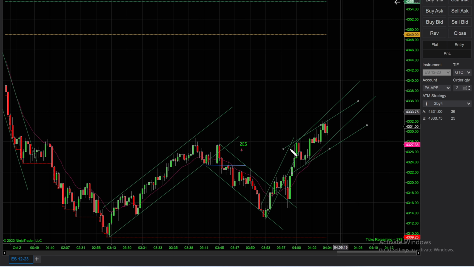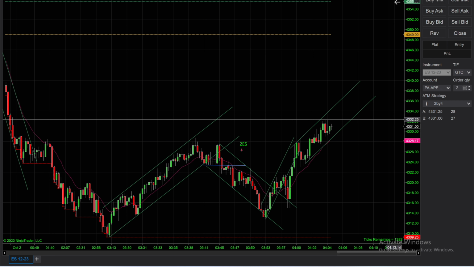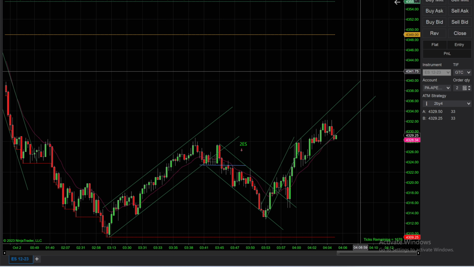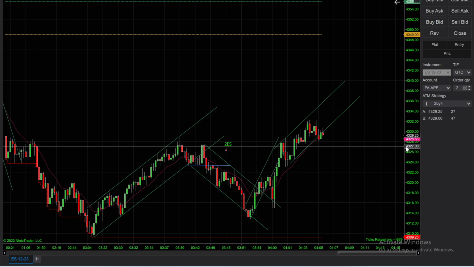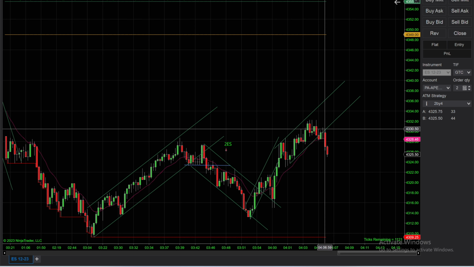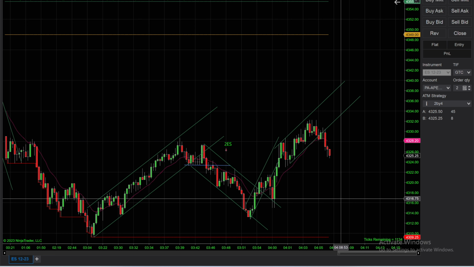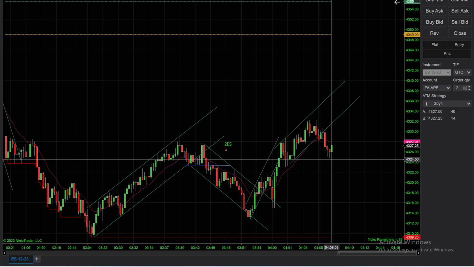You can see he made these two legs going up, kind of, and then it just started going up a little bit, and then it started going back down. It was just another one of those weird training range days, at least in the morning.